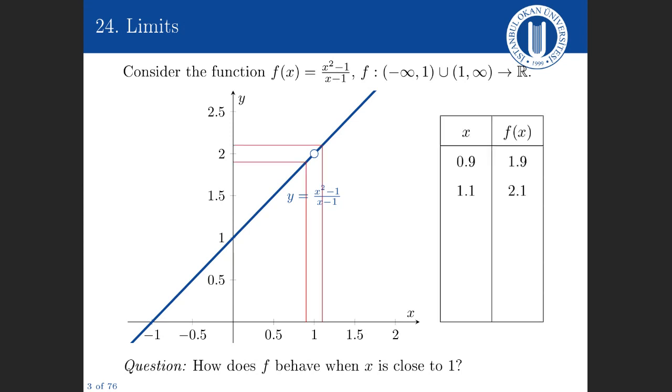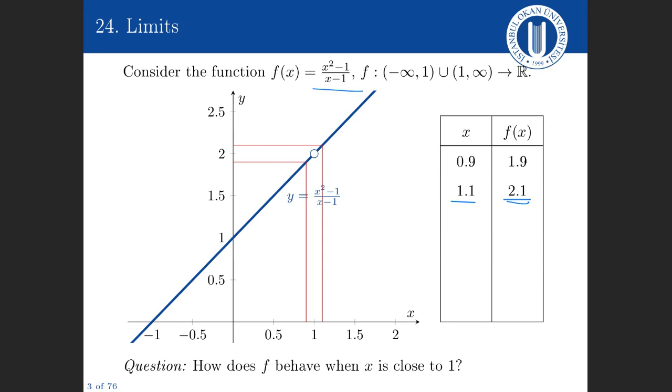To try to answer this question, we can draw a table of our values. Let's start with 0.9 and 1.1. These numbers are close to 1. We can calculate the value of f of x at these two numbers. If x is equal to 0.9, we can put 0.9 into the formula: 0.9 squared minus 1 divided by 0.9 minus 1. I'll leave for you to check is 1.9. If we put 1.1 into this formula, 1.1 squared minus 1 divided by 1.1 minus 1, I will leave it for you to check is 2.1.